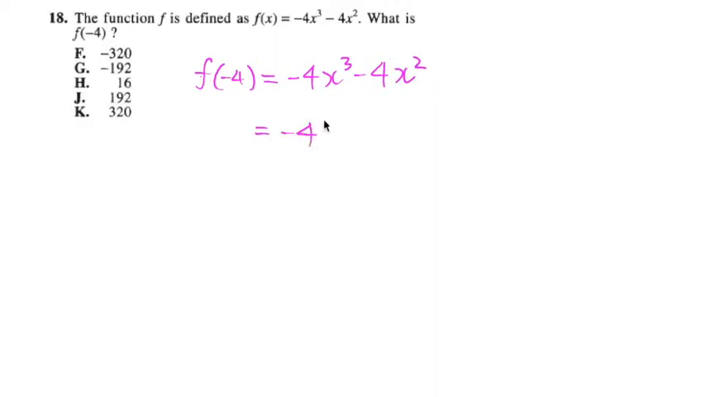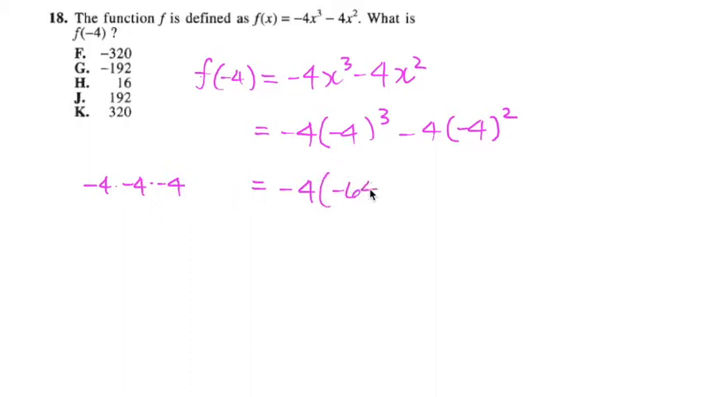All this question is asking us to do is to input negative 4 into the x's. Now I could simply put negative 4 here and negative 4 here and then do the math. That's negative 4 times negative 4 cubed, which is negative 4 times negative 4 times negative 4, a negative number. That's going to be negative 64. And then negative 4 squared is 16. The negative 4 times negative 64 is going to be a positive 256. Negative 4 times 16 is going to be minus 64. So the answer here is going to be 192, or J.